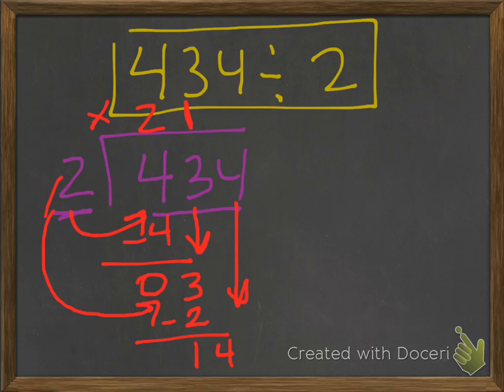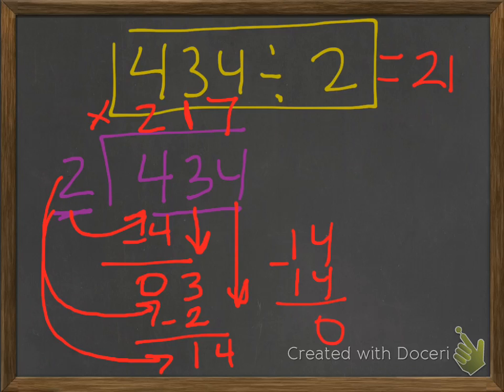And again, now we're looking at this one. 2 times what gives us 14, or close to 14? And we know it's 7. 2 times 7 is 14. 14 minus 14 is 0. And we're done. So 434 divided by 2 is 217.